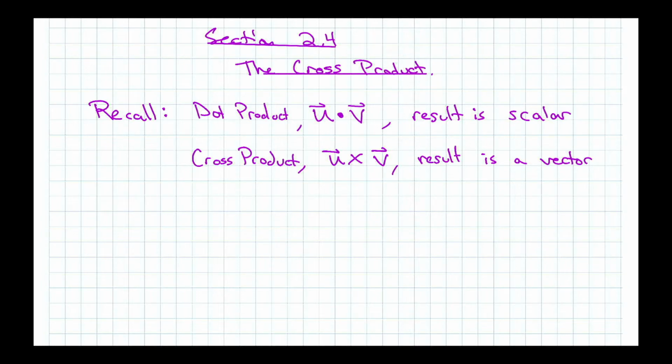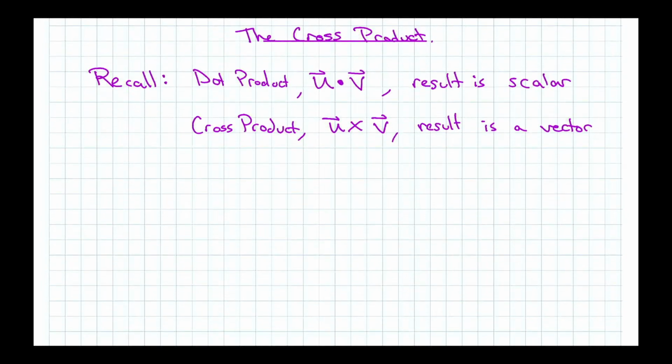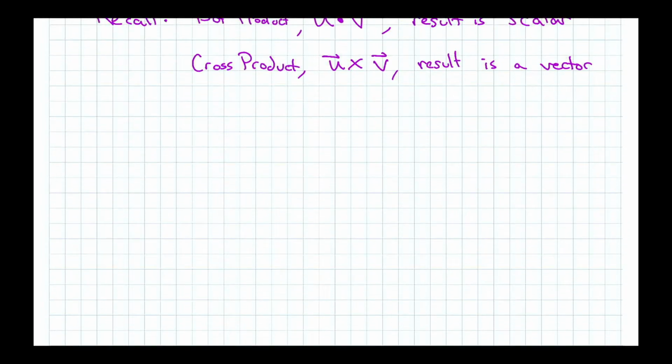Okay, so like before, we have to define this operation and say what it is, and then we're going to figure out everything we can about it. So where does it come from? The cross product is going to come from the idea that we want to be able to find a vector that has the property that it's perpendicular to both of these vectors.